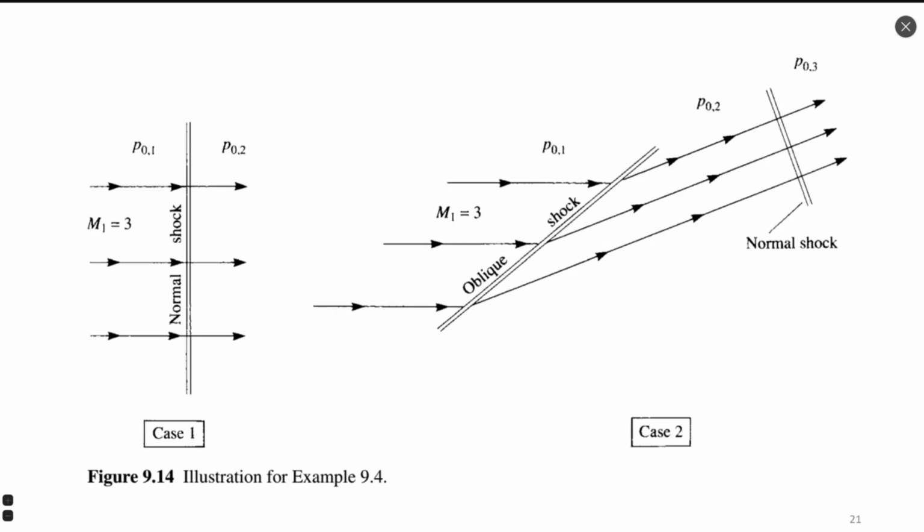Talking about example 9.4, we have the following initial parameters. We have the Mach number before the shock wave in case of a normal shock wave, and in case of an oblique and normal shock wave, case B or case 2. The goal is to decelerate the flow to subsonic velocities. Here I will write that my Mach 2 would be smaller than 1, and here in region 3, this Mach 3 is also smaller than 1.